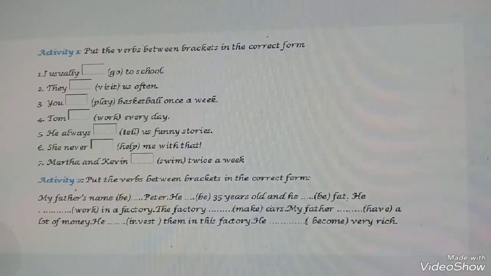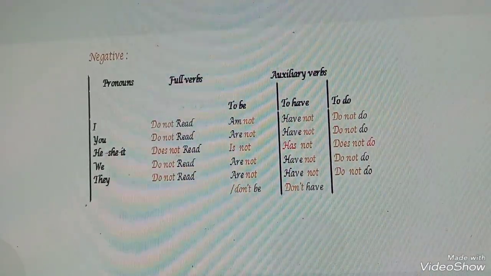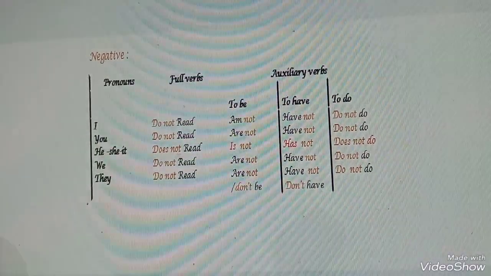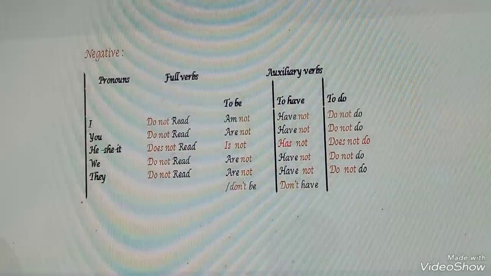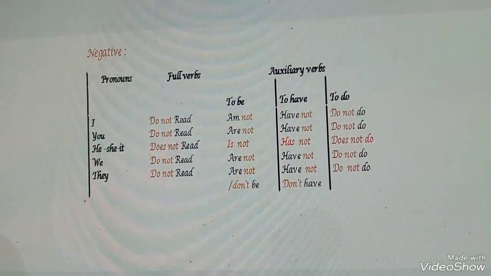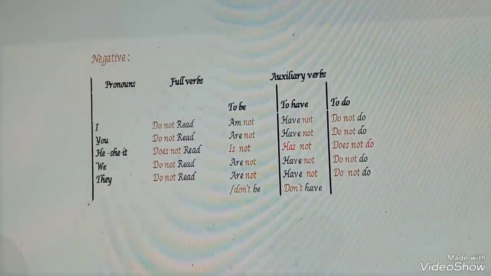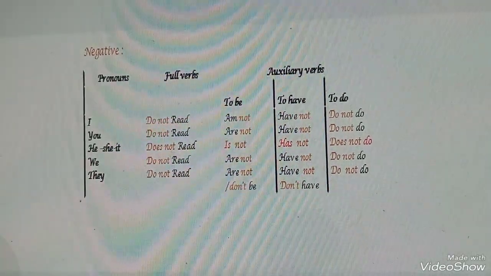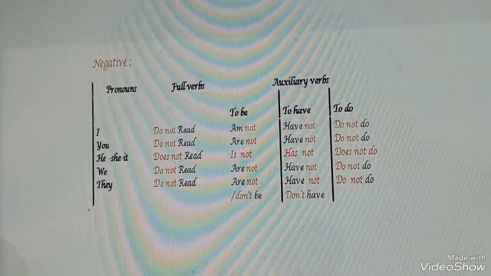He becomes very rich. The negative form of the verb of the simple present tense, say I don't read, you don't read, he, she, it doesn't read, we don't read, they don't read. With the verb to be, say I am not, you are not, he, she, it is not, we are not, they are not. Or we have don't be with the imperative, كنعود في الأمر.